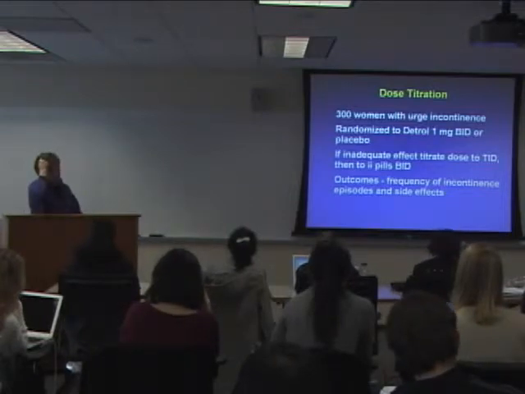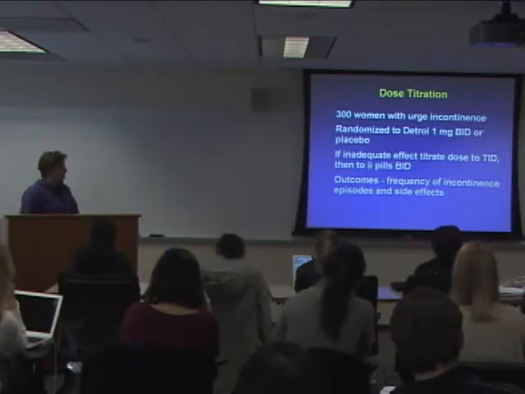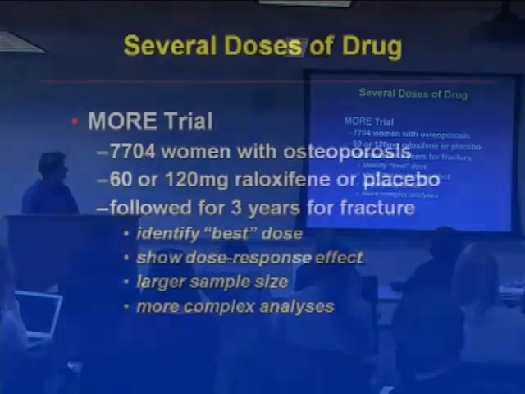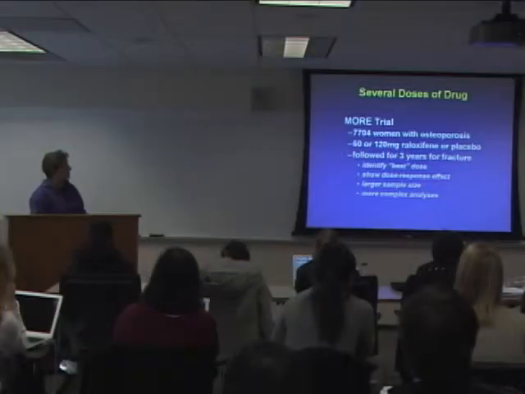And you could do the same thing with a behavioral intervention by starting out at a certain, say, a half hour of exercise and going to 45 minutes or something like that. You can also use several doses of a drug. This is commonly done in phase 2 trials, where instead of just randomizing to drug and placebo, you randomize to drug dose 1, drug dose 2, and placebo.